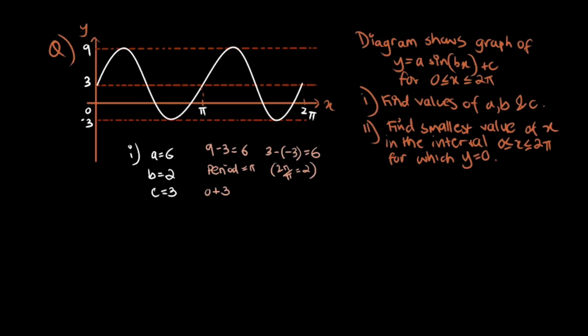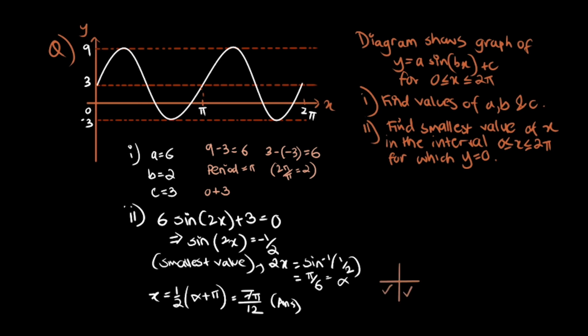Here's a graph where we'll have to find out a, b, and c. We know that a corresponds to the amplitude, so it's pretty obvious that the value is 6. The curve completes 2 cycles in the interval, so the value of b would correspond to 2. And lastly, since the curve has been shifted 3 units up from the x-axis, the value of c is 3.